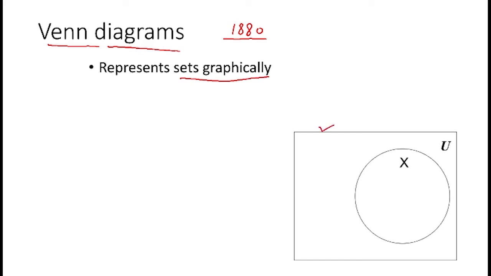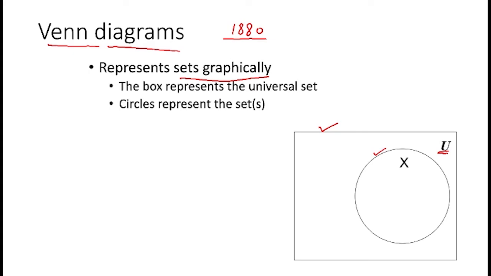First, this square or rectangle, you can see, is known as the universal set. Usually we represent this as the universal set U, and the circle is called the set. The circle is known as the set given by X. So U is the universal set and X is in between.